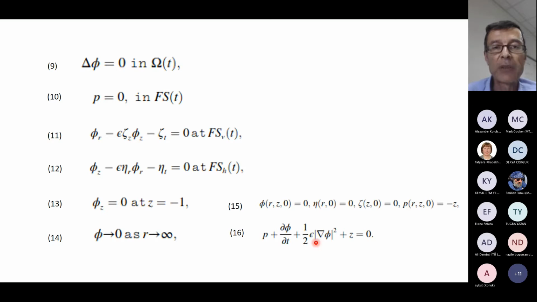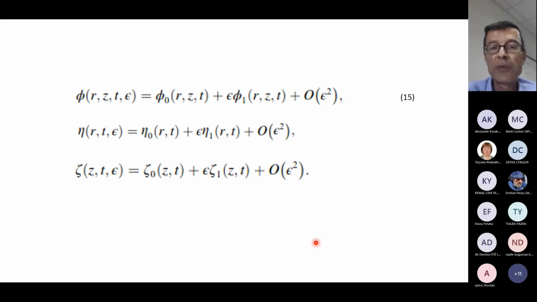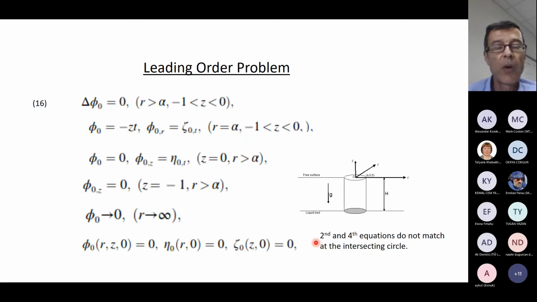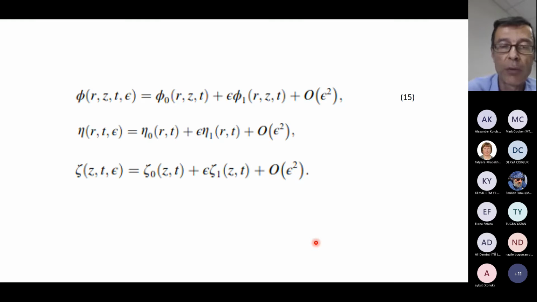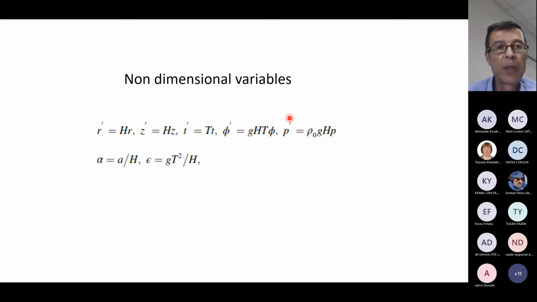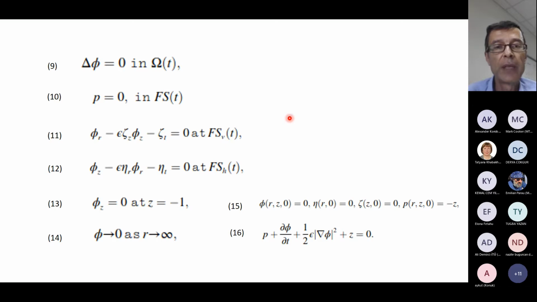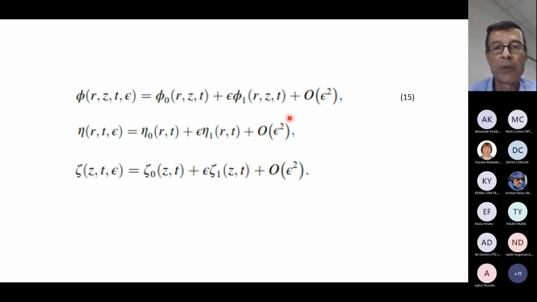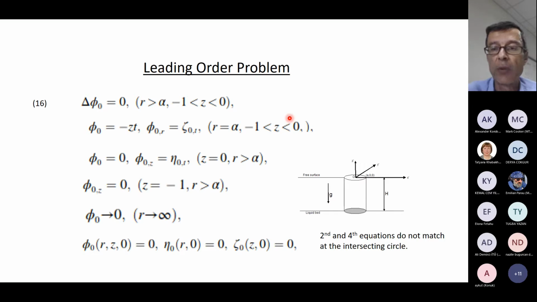So after we non-dimensionalize the problem, we assume small time expansions for phi, eta, and zeta, the unknowns. We assume that they are valid. Okay, so we will solve the leading order problem. So we replace these expansions in the boundary value problem, which is this one. And then as epsilon approaches 0, we obtain the leading order problem.